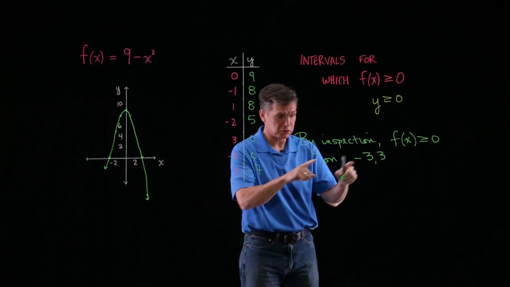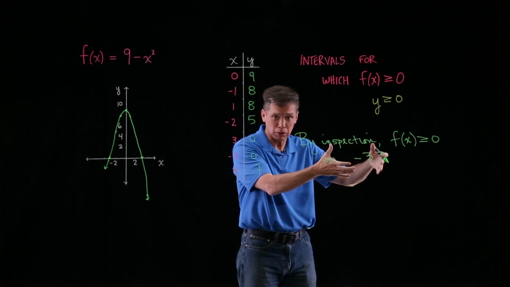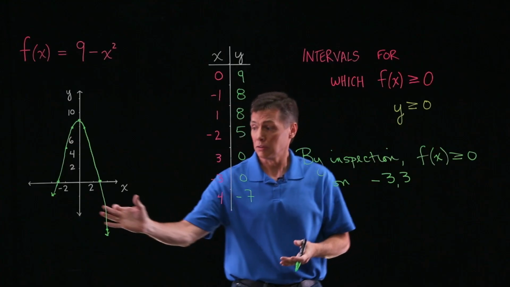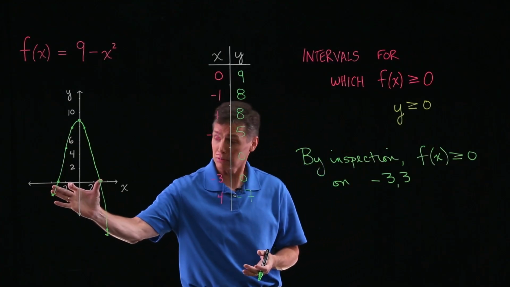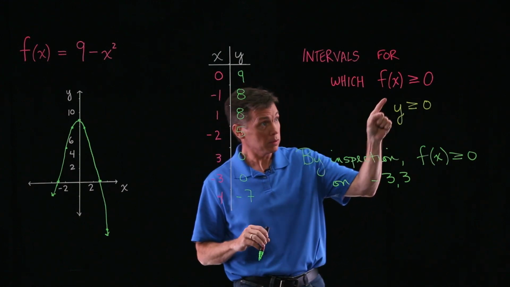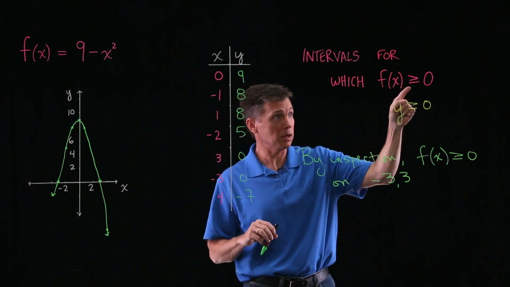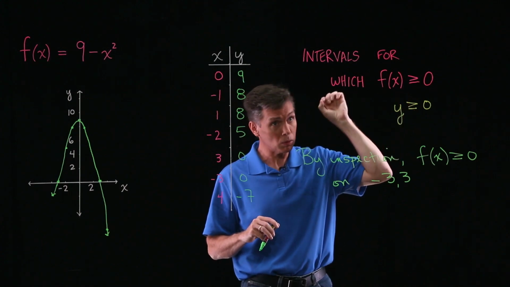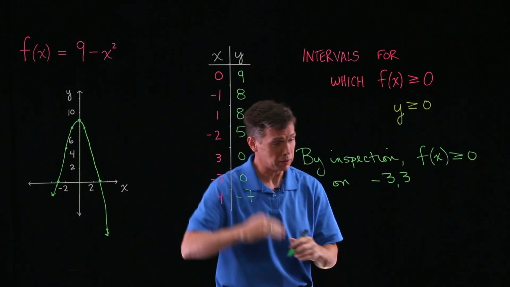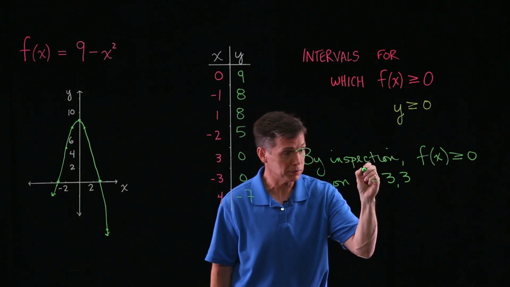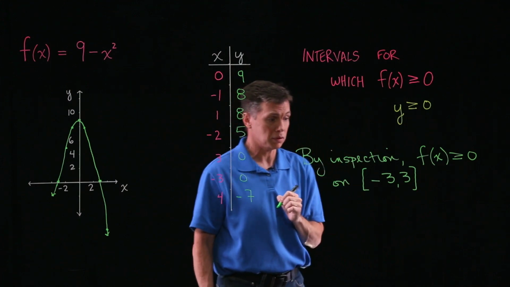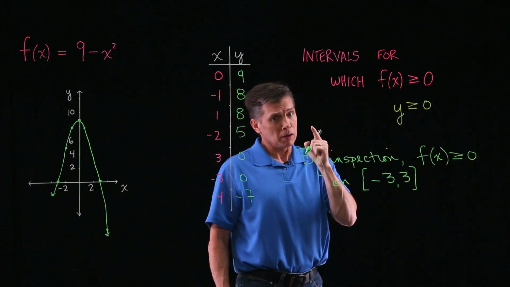I always like to pause for a second before I put any kind of wrapper on that interval, because do you want to include the endpoints or not? That's the -3 and the 3 on the x-axis that we're talking about. Are those part of your answer? Well, yes, in this case, because they wanted f of x to be greater than or equal to 0. And at those two endpoints, we're right on that x-axis. At least it looks like it to me. And so I'll close those ends of the interval. Okay?